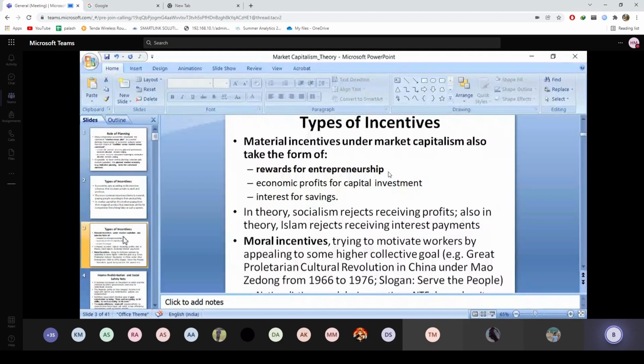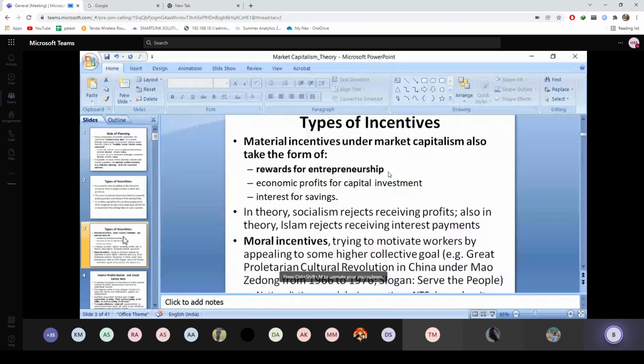And so similarly the capital owners who have capital, they basically invest to get profits out of the investment. And we also do, the householders, they save money in return for the interest. So these are some of the material incentives that are provided under market capitalism.